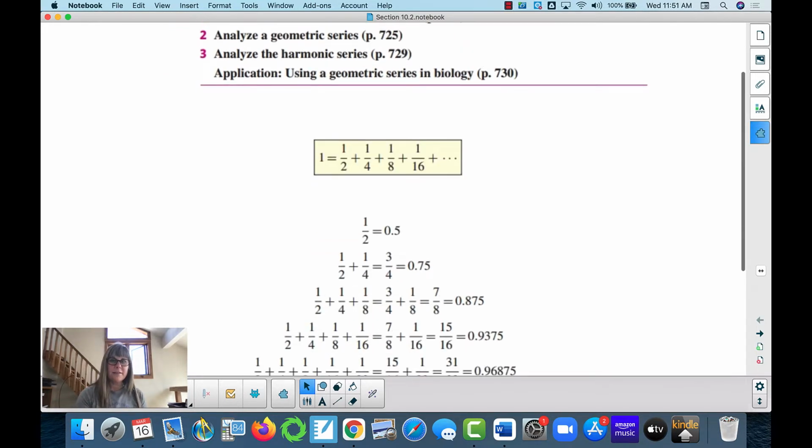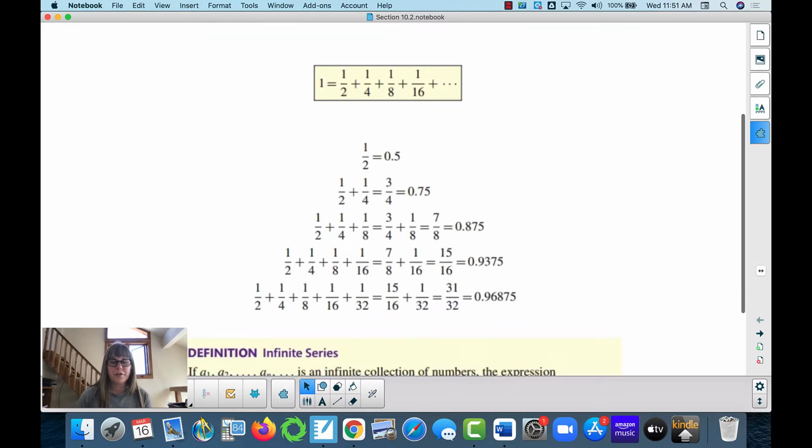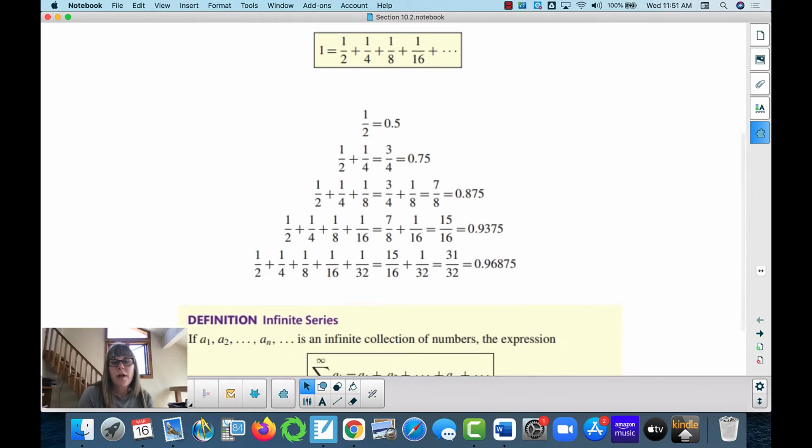If we look at this example here, if we add 1/2, 1/4, 1/8, 1/16, and we look at something called partial sums. So partial sums would be when you add just a finite number of terms in a series. So here we would have 1/2 from just the first term. When we add the first two terms, we get 3/4. Add the first three terms, we get 7/8.